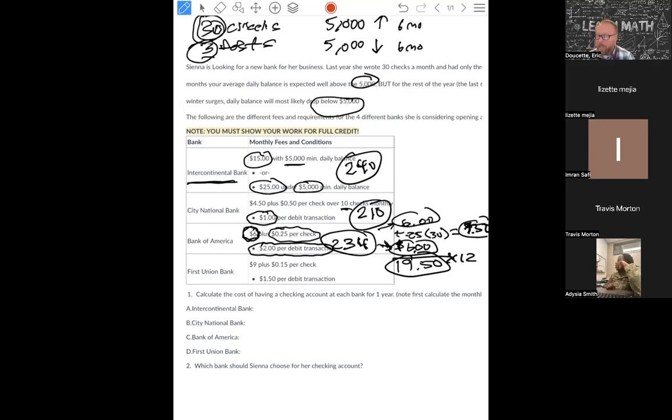All right, I'm not going to do the last one. You guys do it, and then you tell me the answer. So it's First Union Bank charges you a $9 flat fee plus 15 cents for every check, and then $1.50 for every transaction. So what is her monthly, and then what is her annual going to be on that?